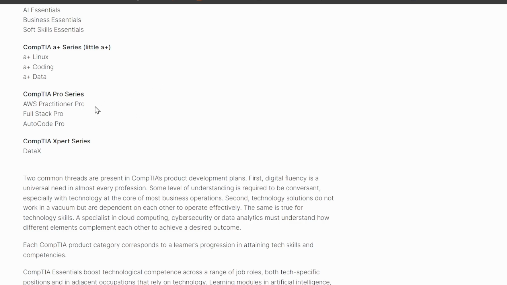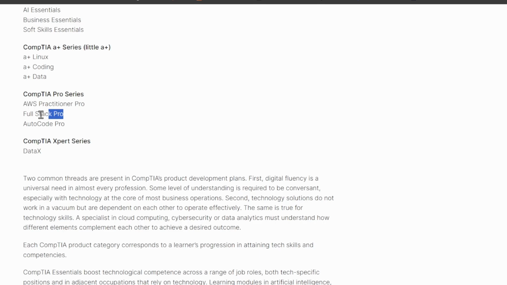There's also the CompTIA Pro Series, AWS Practitioner Pro. I'm not sure why someone would want this versus just an AWS certification, because you just go to Amazon, get an AWS certification. There's multiple tiers of them and you can just work your way up. I think that's still going to be the gold standard in terms of, do you know AWS? Do you have an AWS certification from Amazon?